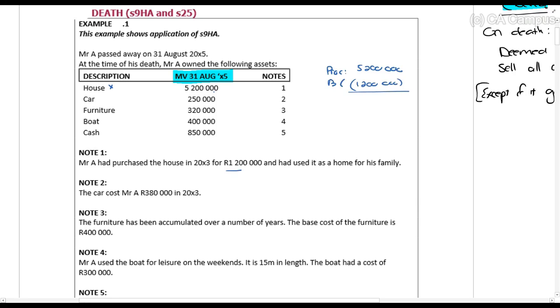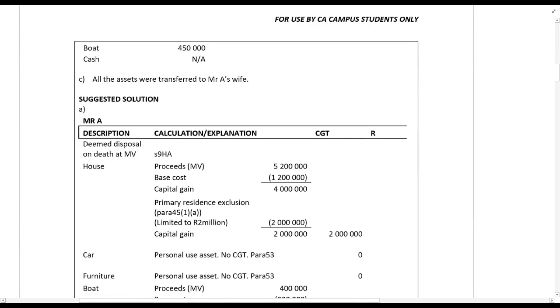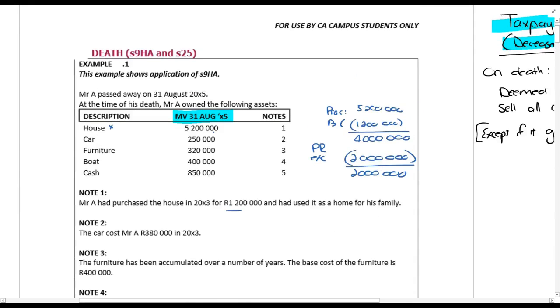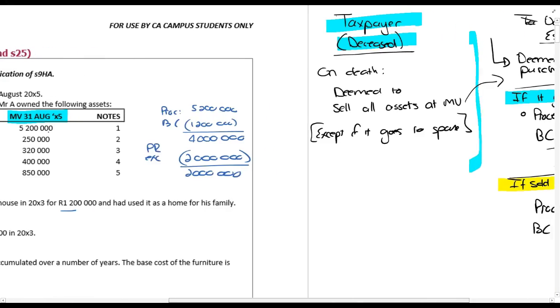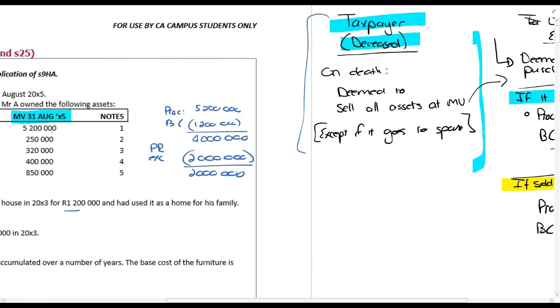They then tell you that he used it as a home for his family. So there will be a primary residence exclusion of 2 million rands. So the capital gain that he will be taxed on is 2 million rands. This is just for Mr. A, not the deceased estate yet. Still looking just at Mr. A. So again, theory: what does Mr. A do? Sell everything at market value.